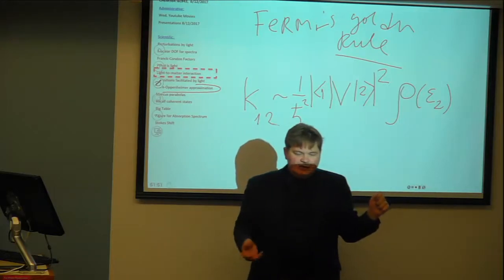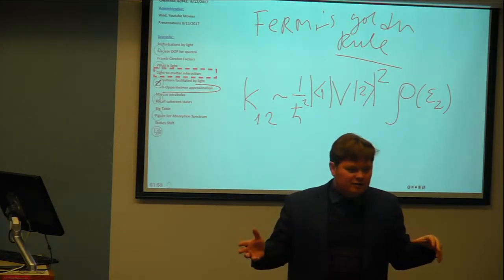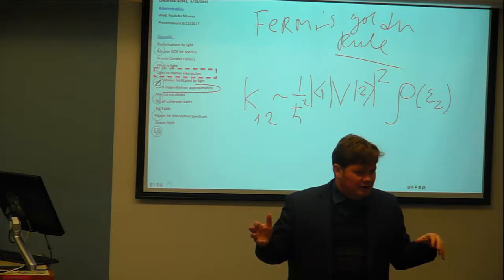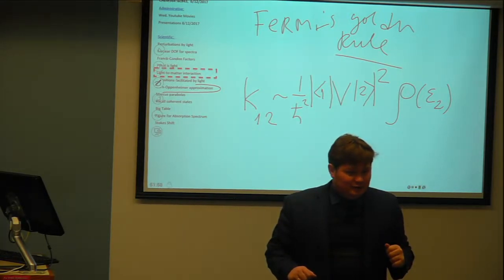So Enrico Fermi made the first nuclear reactor, got some prizes, and this rule helped him to.